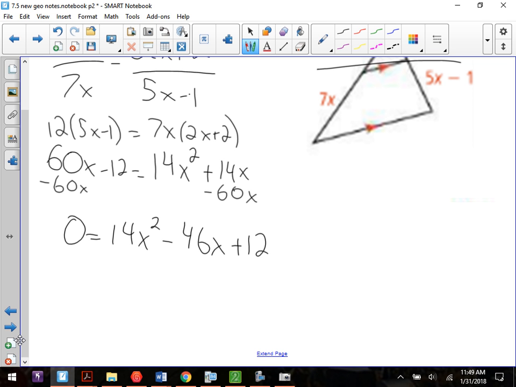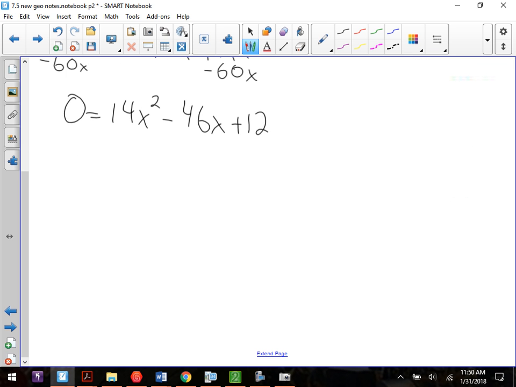Now, one of the things that happens when you're dealing with quadratics, when you're trying to factor something, the first rule of factoring was always to look for a GCF. Remember what a GCF stood for? Yeah, greatest common factor, good. Now, if I'm looking at that, I have a 14x squared, a 46x, and a 12. They don't have any variables that are the same, but they do have numbers that are the same. I can divide all of those numbers by 2. Okay. So I factor out a 2, and I get 7x squared minus 23x plus 6.